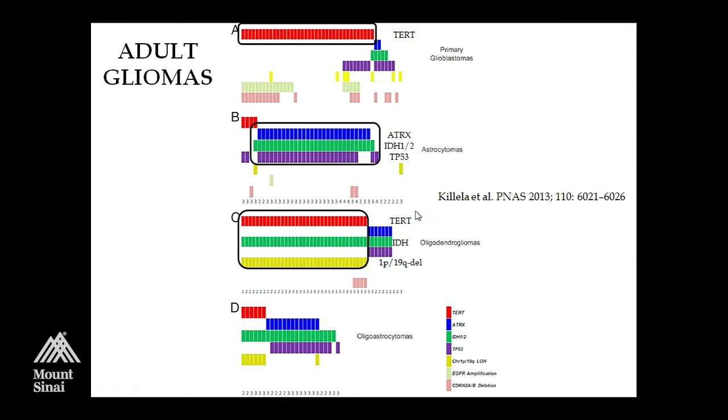And oligodendrogliomas similarly have IDH mutations, but instead of having these ATRX losses and P53 mutations, they have TERT mutations and 1p/19q codeletion. So we really have taken a lot of the subjectivity out of stratifying these tumors if we use at least a few of these molecular markers.